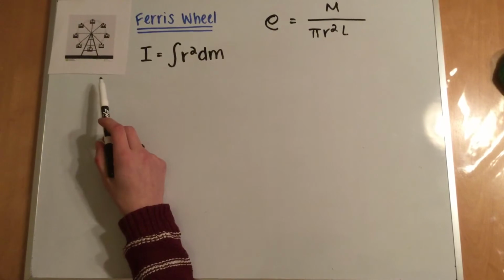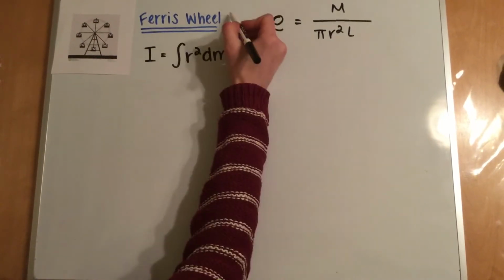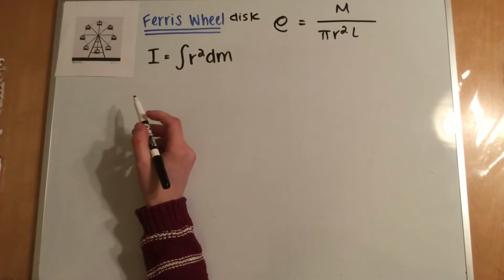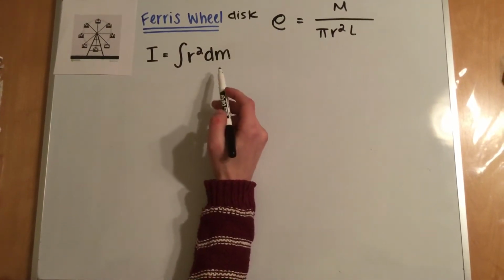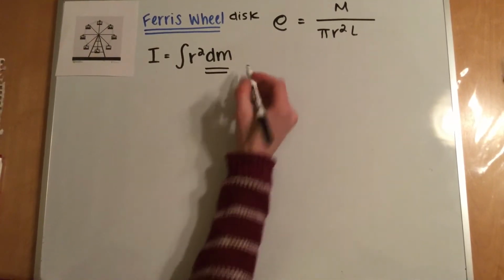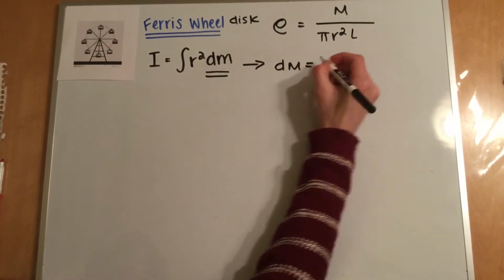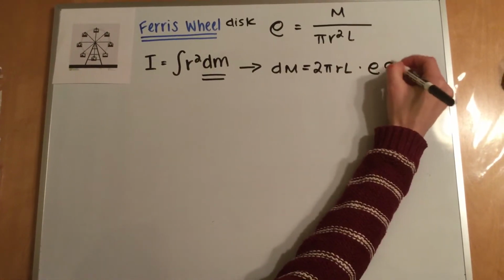Take an example with a Ferris wheel. So we're going to assume this Ferris wheel is completely solid, so we're going to call it a disk. First, you take the base formula: moment of inertia equals the integral of r squared dm. And now you don't really know what dm is, so I'm going to define it for you. dm, in this case, when you're talking about a disk, is equal to 2 pi r l times rho dr.